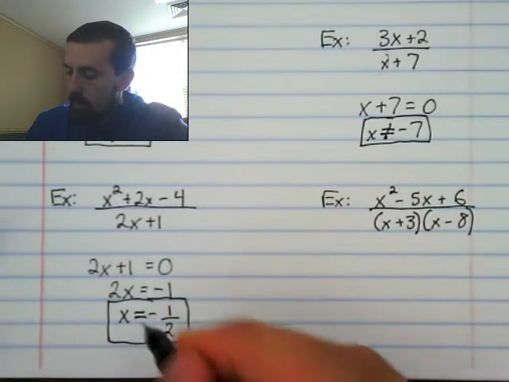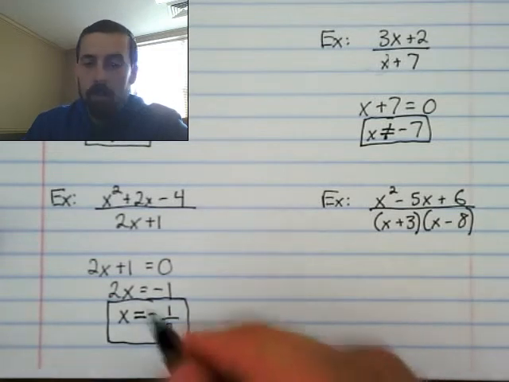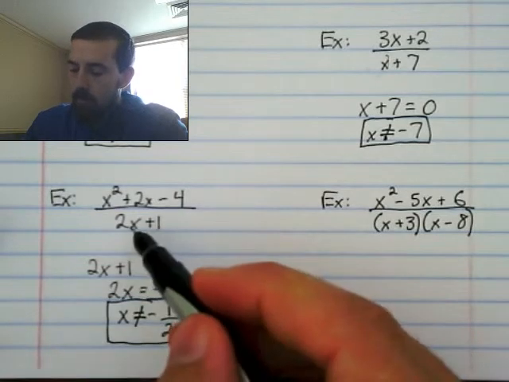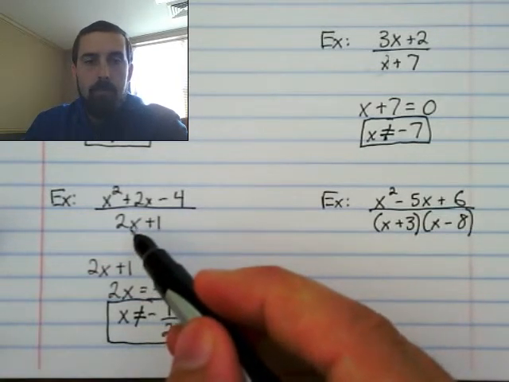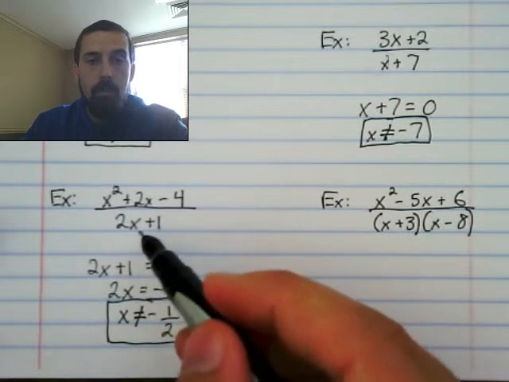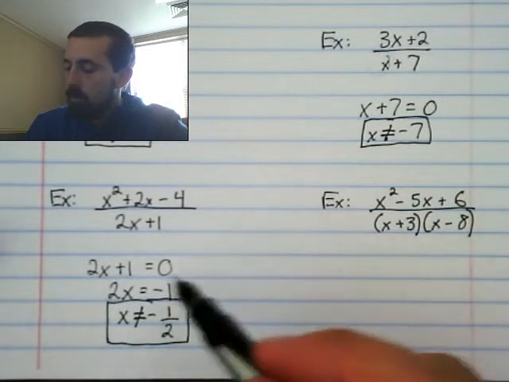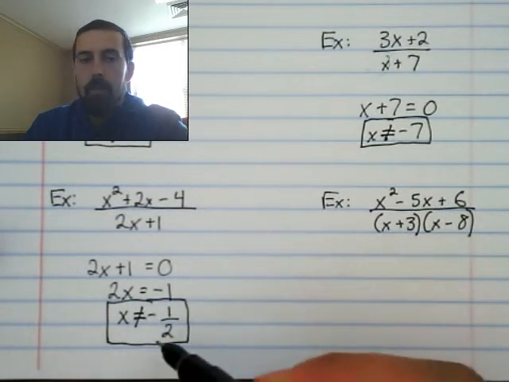So, what do we know about this negative 1/2? We know that x cannot equal negative 1/2, because if we were to plug in negative 1/2 right here, 2 times negative 1/2 would give us negative 1. Negative 1 plus 1 gives us 0, which is not good. That's what we don't want. That's what we're looking for. So that's an excluded value right there.